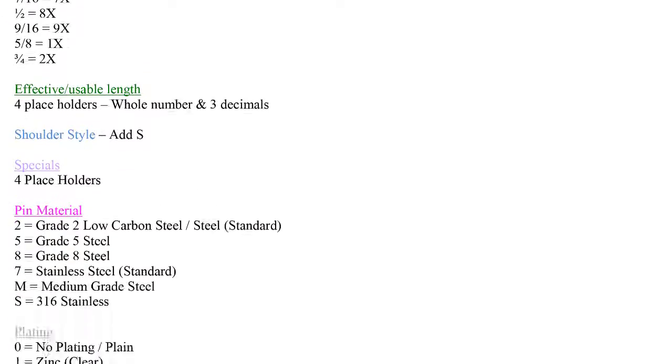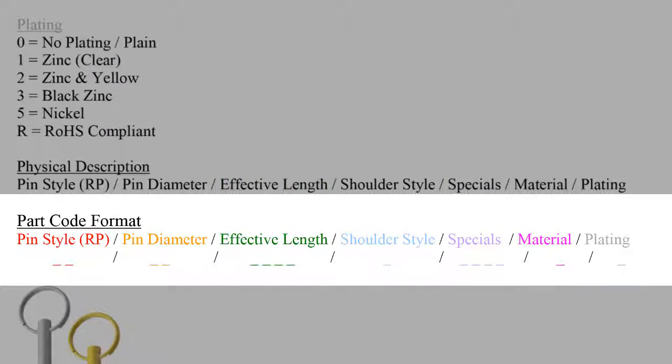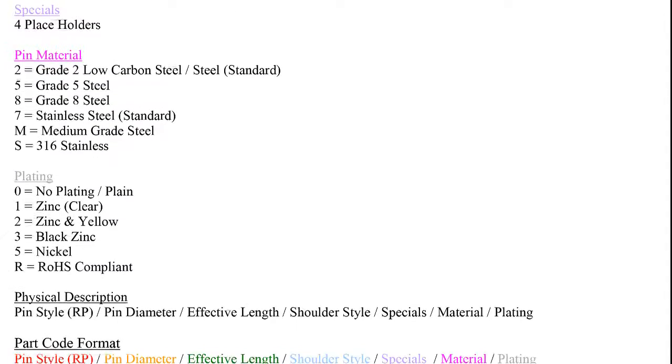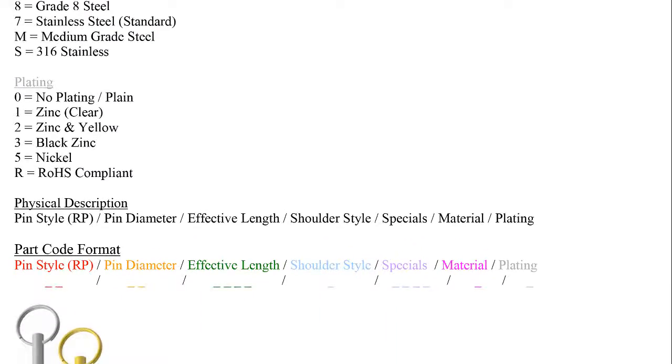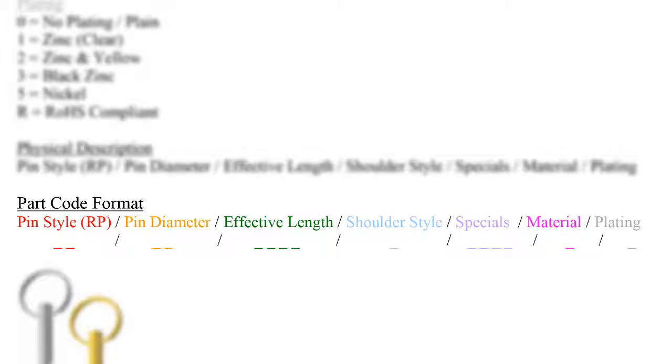Ring pins are composed of a 15-digit smart part code. All important attributes of the pin are broken up into categories and listed out on the part code guide. Follow the color-coded guide to translate the description into an Innovative Components part number. Located at the bottom of each guide is the layout of the smart part code. Use this to guide you when creating a part number.